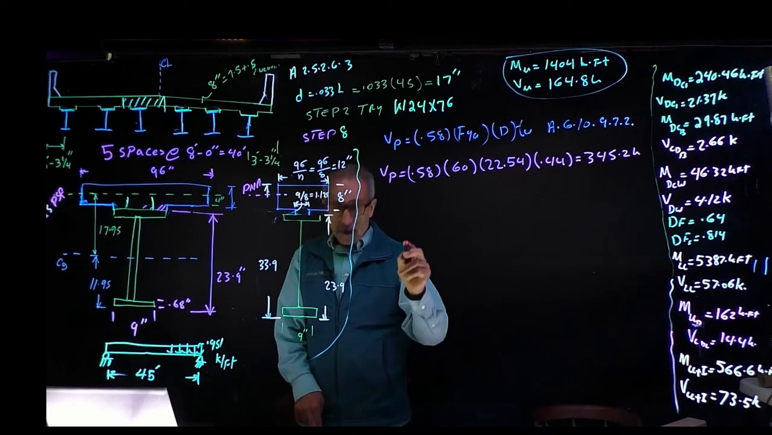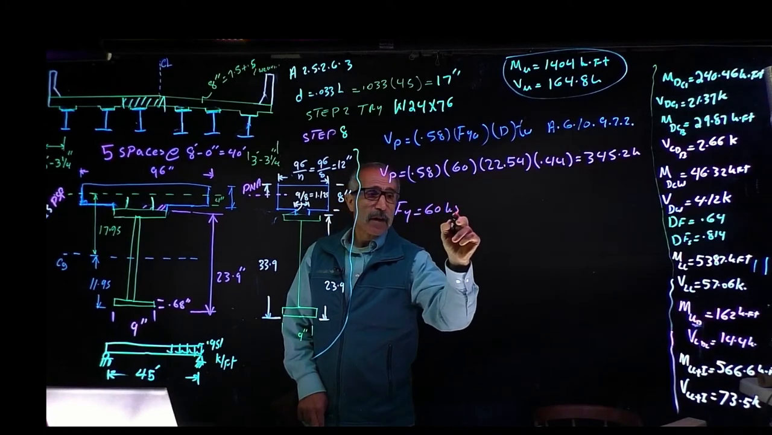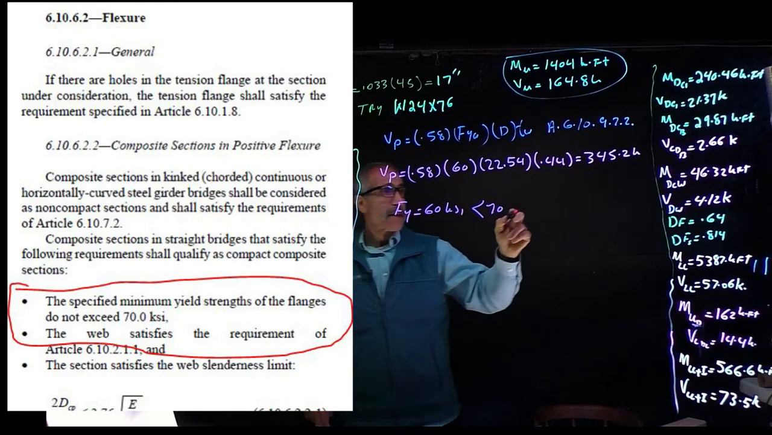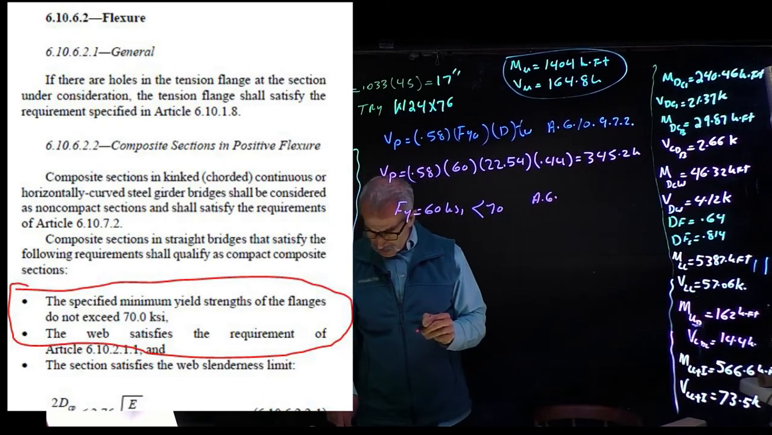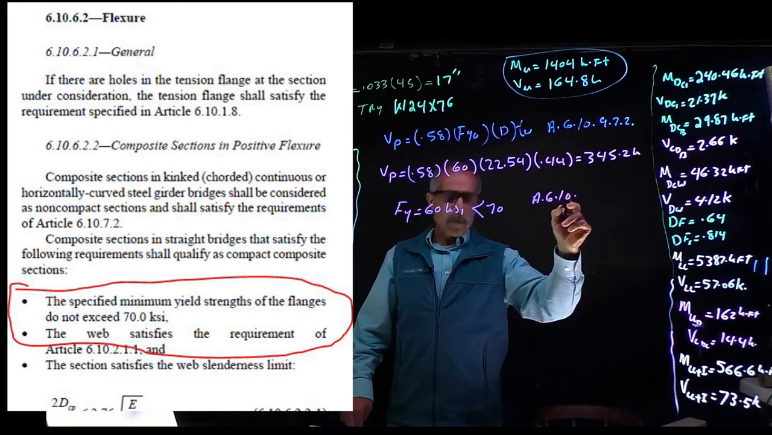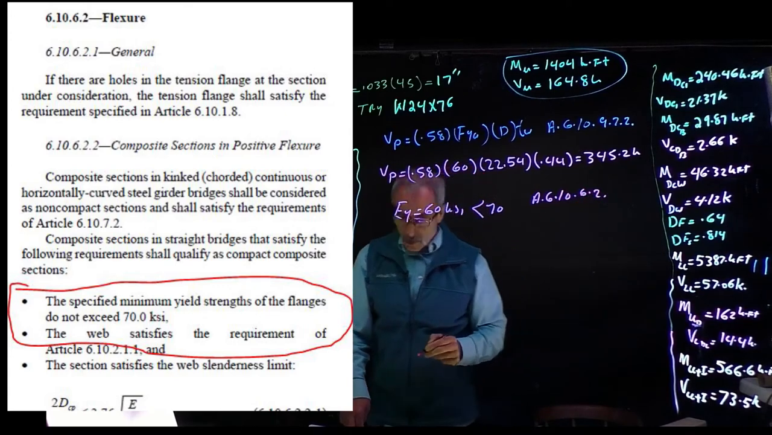and Fy is equal to 60 KSI, and it has to be less than 70. And that's based on the spec, which says you have to make sure you're less than that. We are, and that's a 610.6.2. So that checks out.